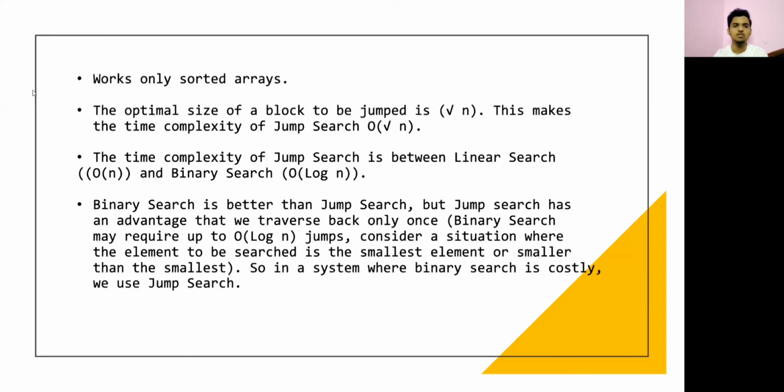Some of the key points of the jump search are: it works solely on the sorted array. The optimal size of the block to be jumped is root n. This makes the time complexity of the jump search big O of root n. The time complexity of jump search is between linear search and binary search, which is big O of n and big O of log n.